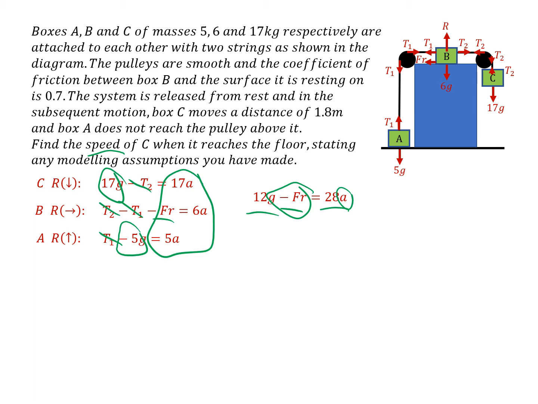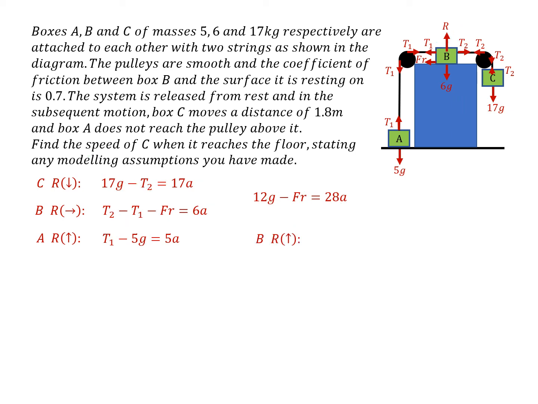So I'm going to find the normal reaction here first. So resolving for particle B upwards, I get the normal reaction minus 6g equals 0 because there's no acceleration in that direction. So the reaction is 6g. And then because we've got some acceleration going on, the boxes are all moving, we know that the friction equals mu times R. We're given mu, we know what R is. So that's the friction, 4.2g.